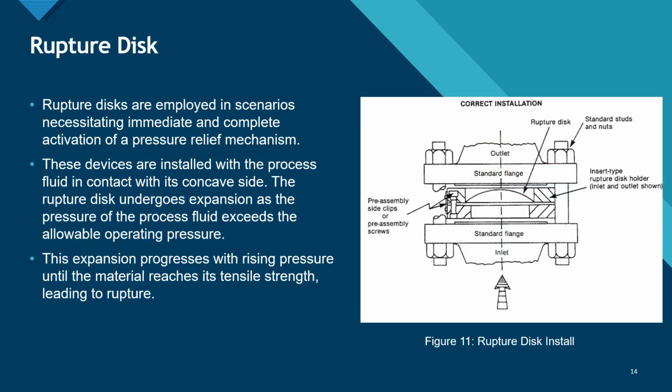So now we'll be moving to the non-reclosing PRD type portion of this presentation. Rupture discs are employed in scenarios where immediate and complete activation of pressure relief mechanisms is necessary. These devices are installed with the process fluid in contact with the concave side. The rupture disc undergoes expansion as the pressure of the process fluid exceeds the allowable operating pressure. This expansion progresses with rising pressure until the material reaches its tensile strength, leading to its rupture.